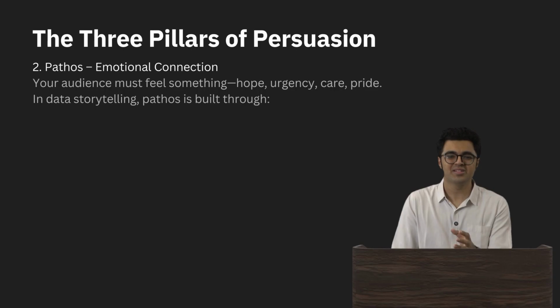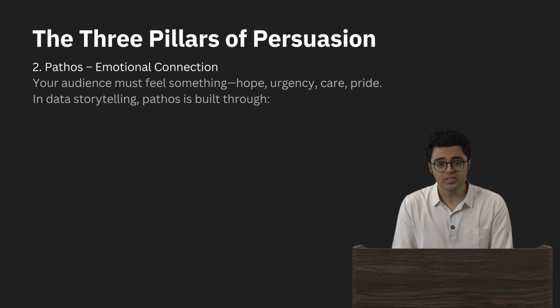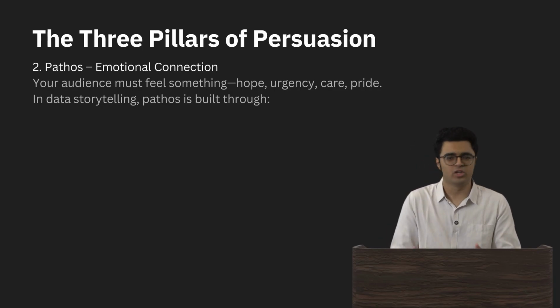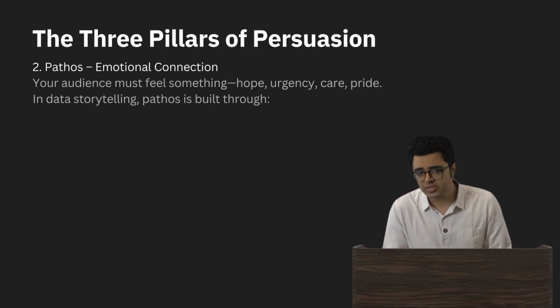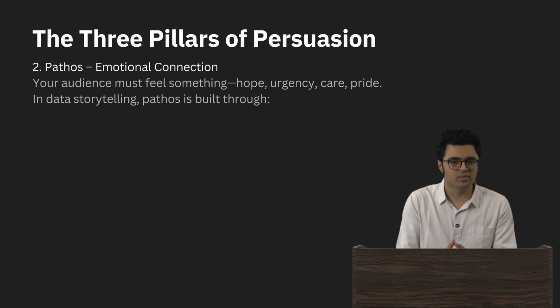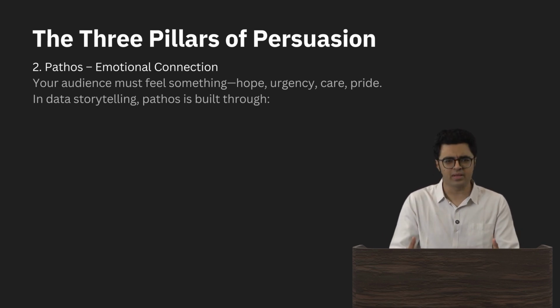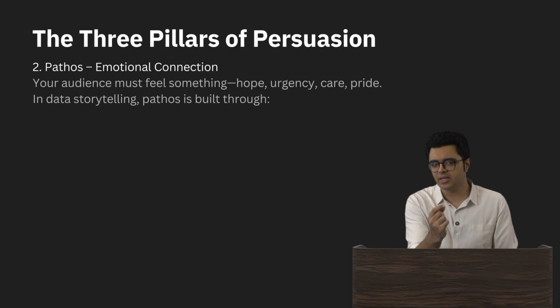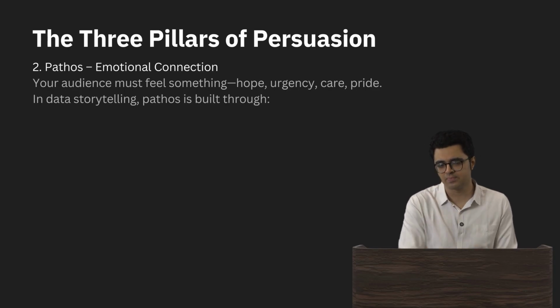The second element of the Aristotelian trio that I want to talk to you about is pathos. Pathos is about emotional connection. Your audience must feel something. It could be hope, it could be urgency, it could be care, or it could be pride, anything. But your audience must be engaged at an emotional level.